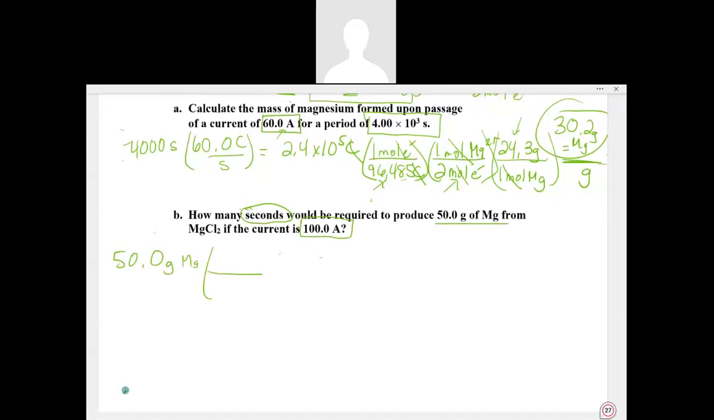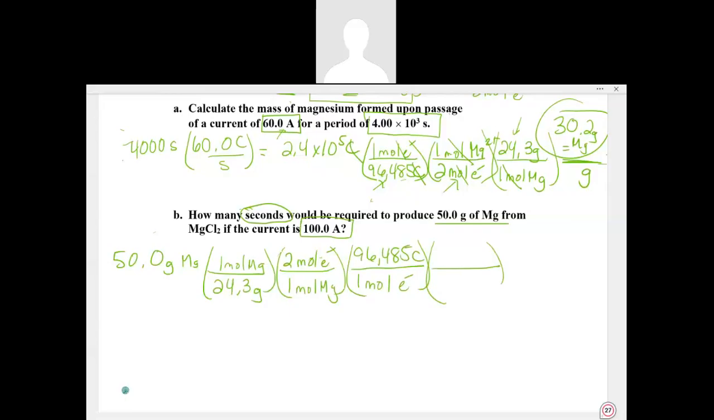Now we're going to work kind of backwards here. For every 1 mole of magnesium, my molar mass is 24.3 grams. So now I'm in moles of magnesium. Here's where I set up this relationship. For every 1 mole of magnesium, we're going to need 2 moles of electrons. Now I'm going to be multiplying by the Faraday constant, 96,485 coulombs. So now I'm in a unit of coulombs.